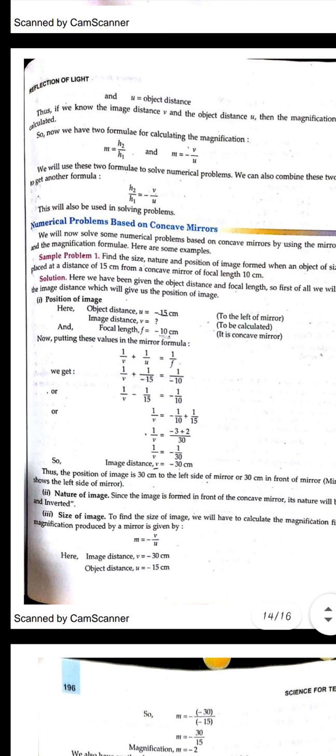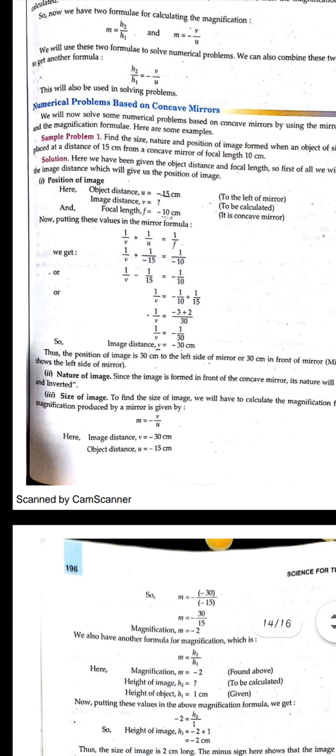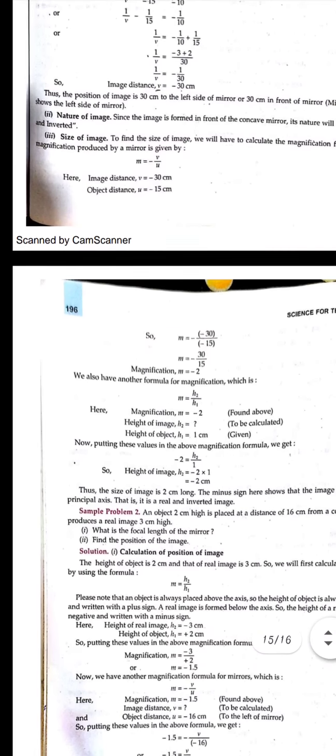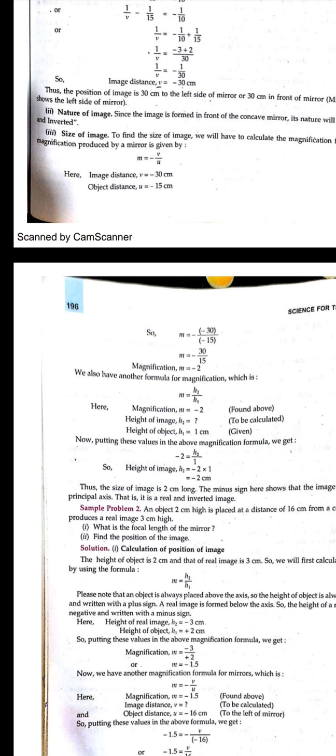Similarly, what is the size? For finding the size, we can use the magnification formula with v and u, that is minus v by u. Since the values of v and u are both negative, minus 30 upon minus 15 will be positive 2, but in the formula itself there is a negative, so it will be minus 2. So magnification is minus 2. By using m, we can find the height. So m is equal to h2 upon h1.